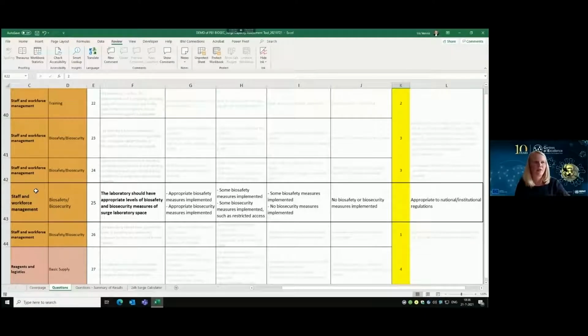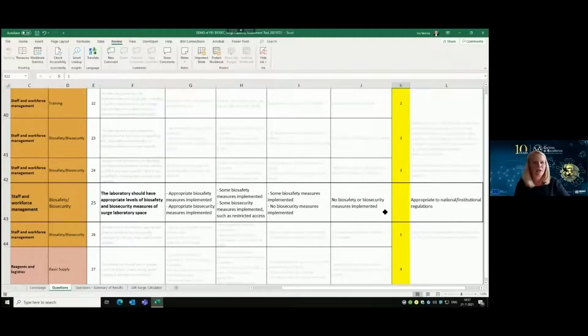In the area of staff and workforce management, in the subcategory of biosafety and biosecurity, it reads, the laboratory should have appropriate levels of biosafety and biosecurity measures for search laboratory space. And again, there are 4 possible scores. For a score of 4, it's appropriate biosafety measures are implemented and appropriate biosecurity measures are implemented, whereas for a score of 1, no biosafety or biosecurity measures are implemented. Again, there's a note for the assessor on how to assess this question, and it says that the measures should be appropriate to national or institutional regulations.